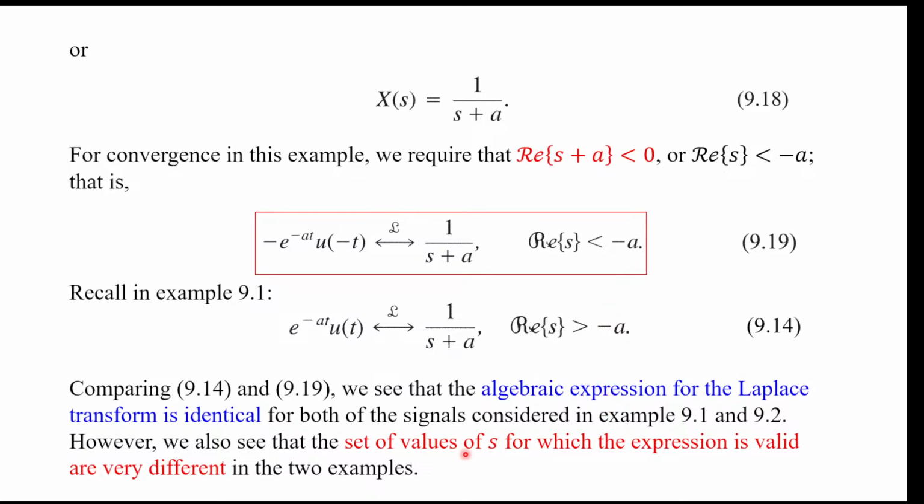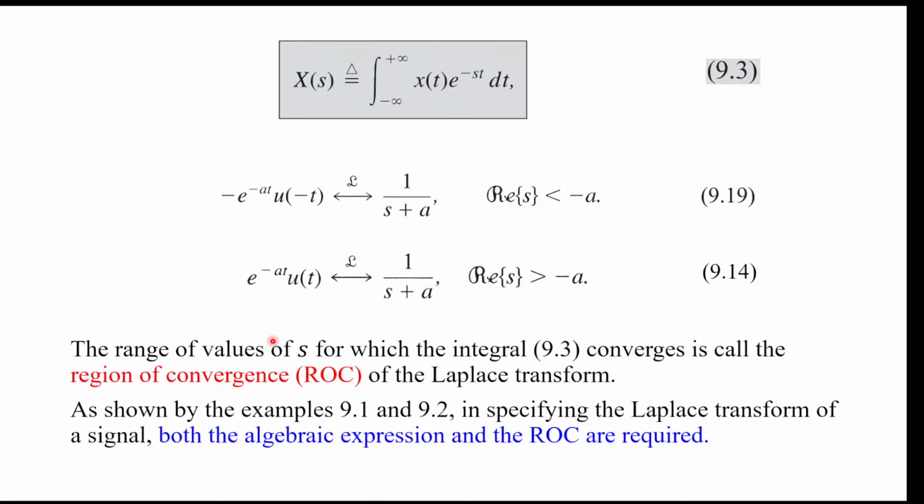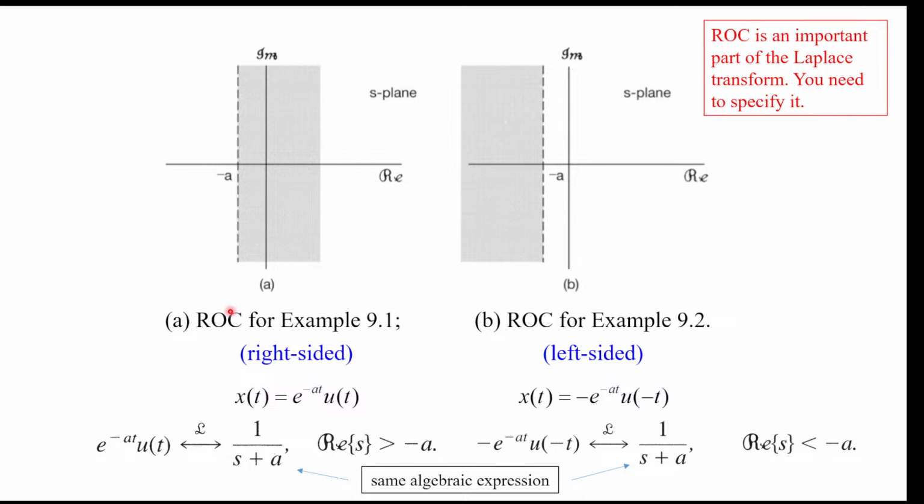And so from here we see that the region of convergence, the set of values of s for which the integration converges, is actually part of the information about your Laplace transform. It's a very important part of the information. As we said, this is called the region of convergence. So the region of convergence is the range of values of s in which your integration actually converges. Yeah. Once again, this is a very important concept.